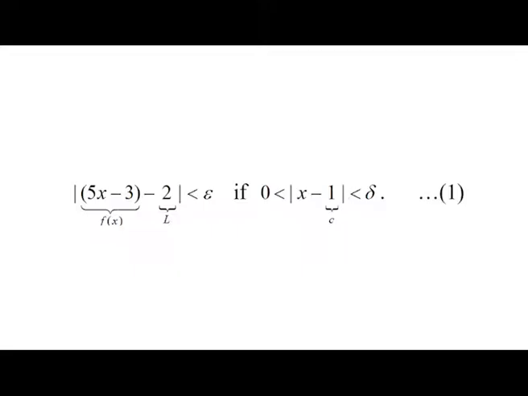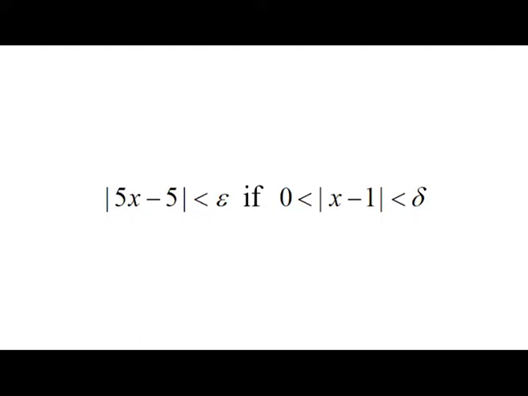For any given epsilon greater than 0, we have to find a suitable delta greater than 0 such that |5x - 3 - 2| < epsilon if 0 < |x - 1| < delta. There are two things to do. First, we must discover a value of delta for which this statement holds, and then we must prove the statement holds for that delta. For the discovery part, we begin by simplifying the above and writing it as |5x - 5| < epsilon if 0 < |x - 1| < delta.